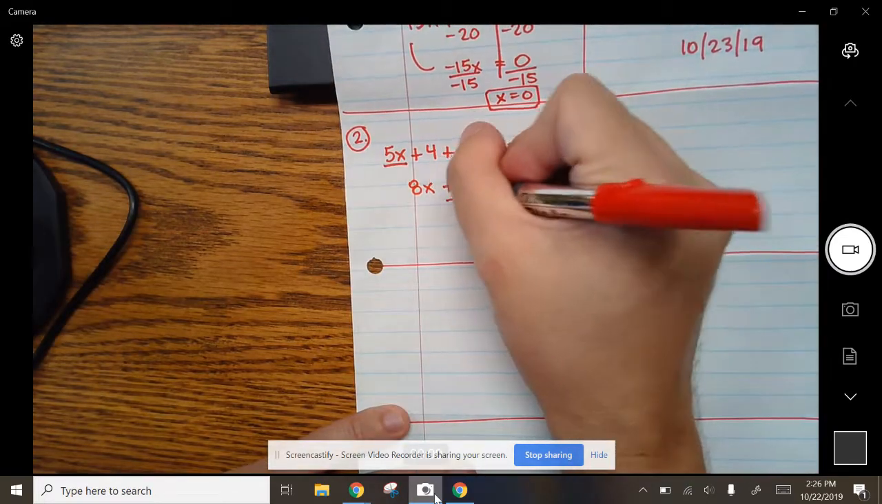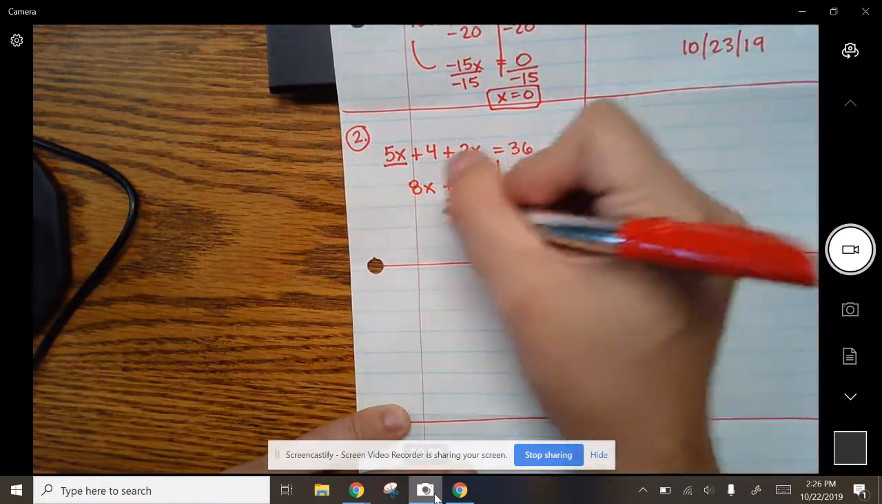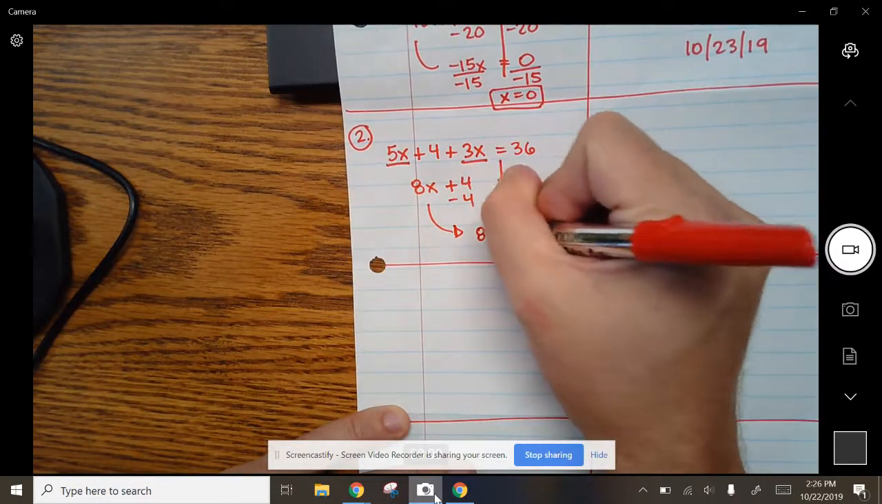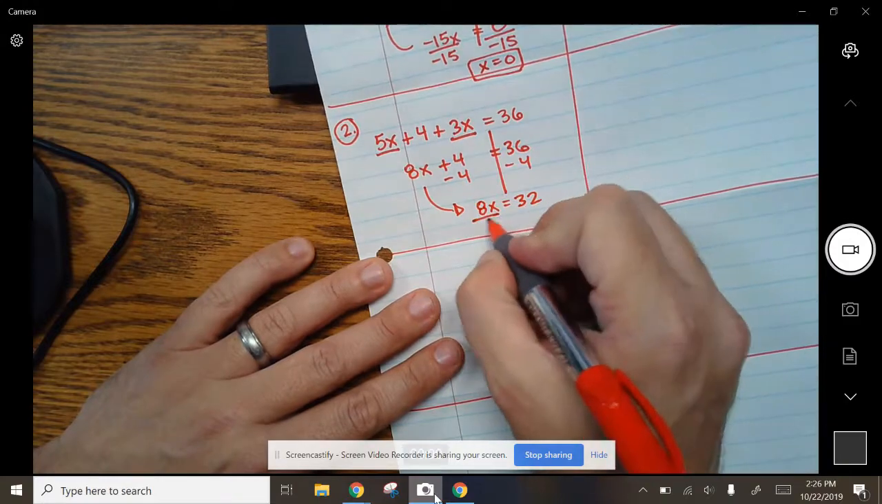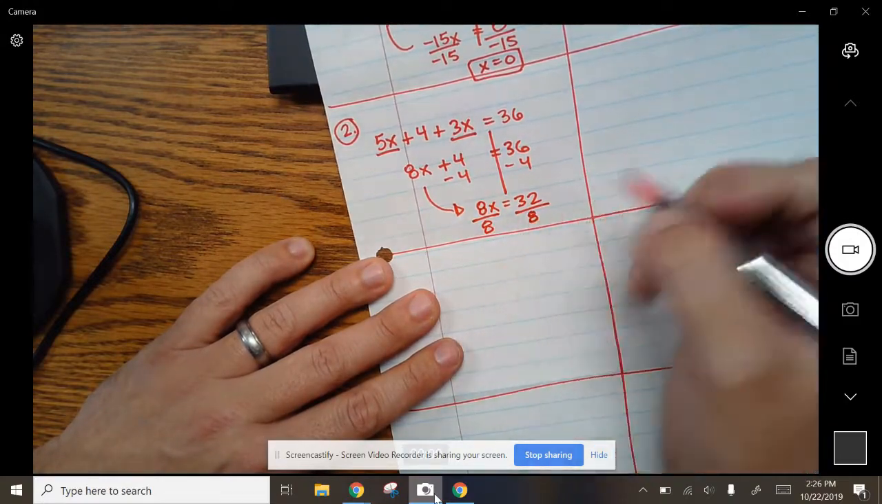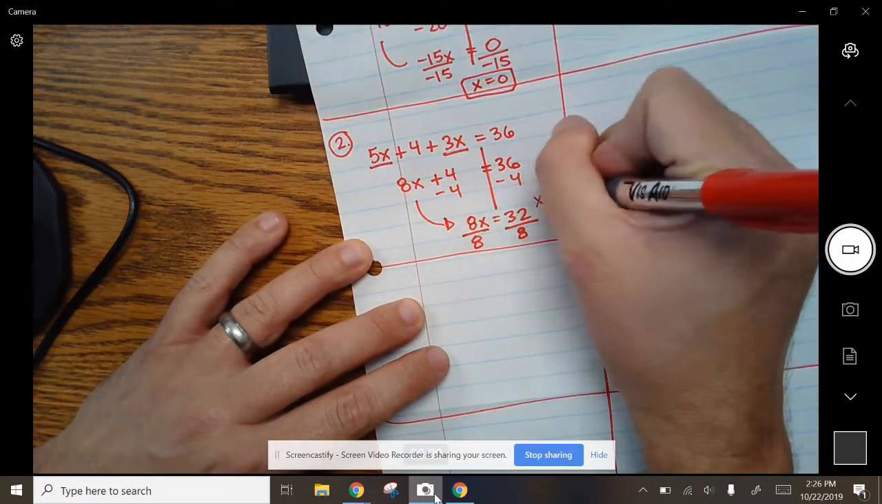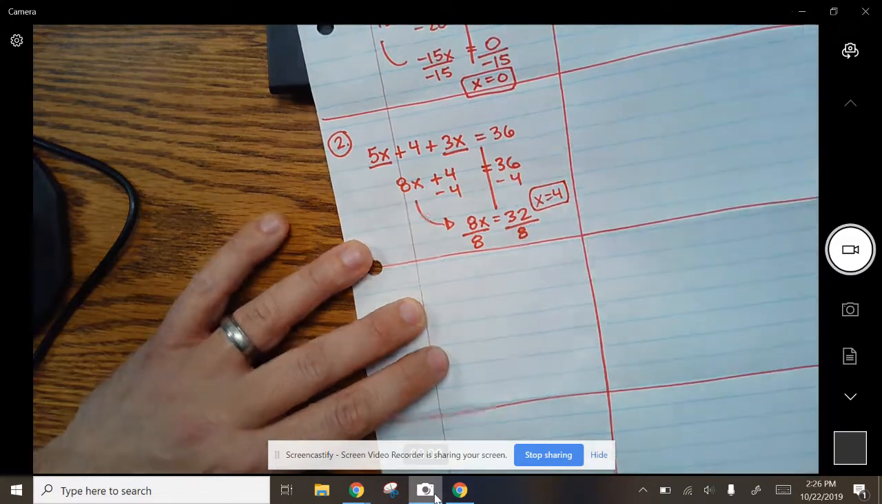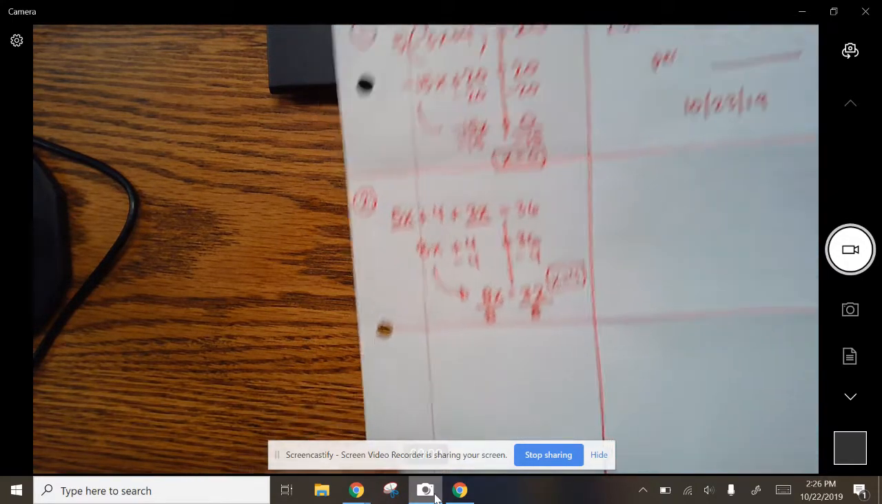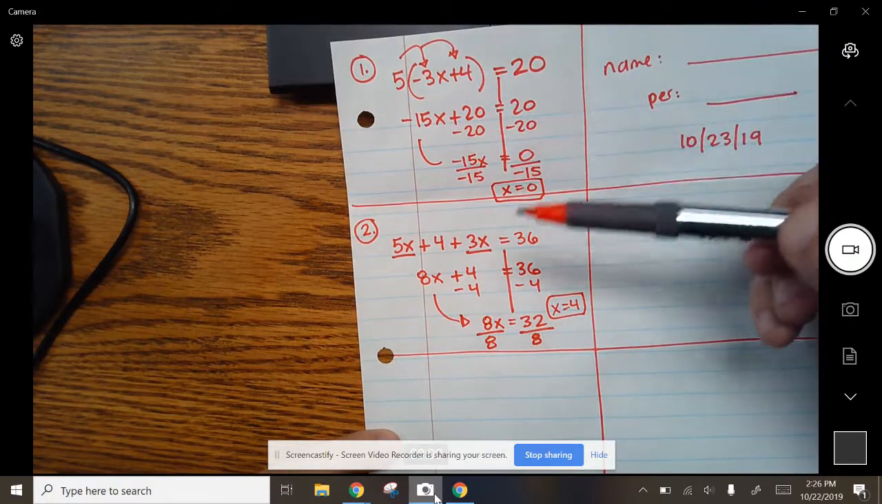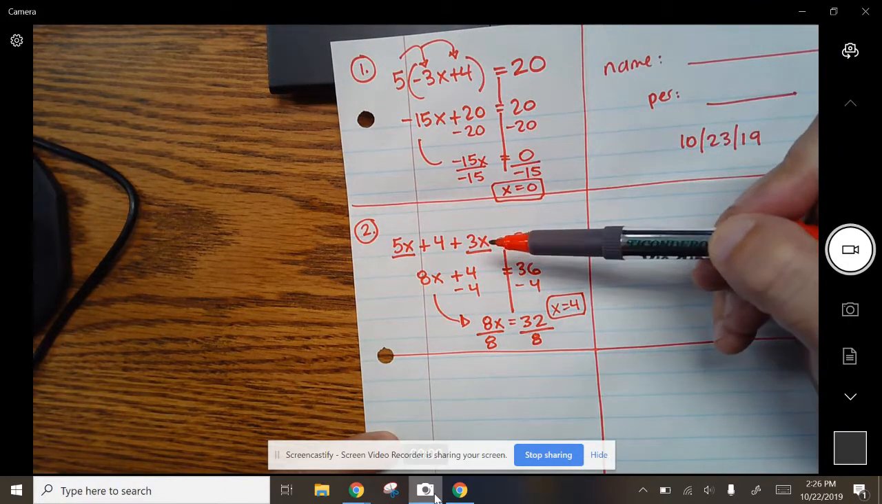Then from there, subtract 4 equals 32. Last step, 8 into 32, 4 times. All right? Okay, now that we did one with distributed property, one with just combining like terms, let's level it up into both.